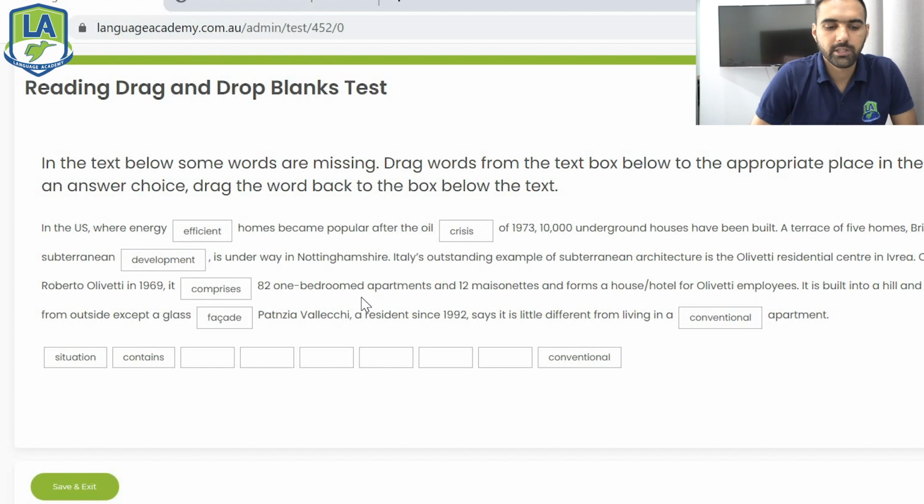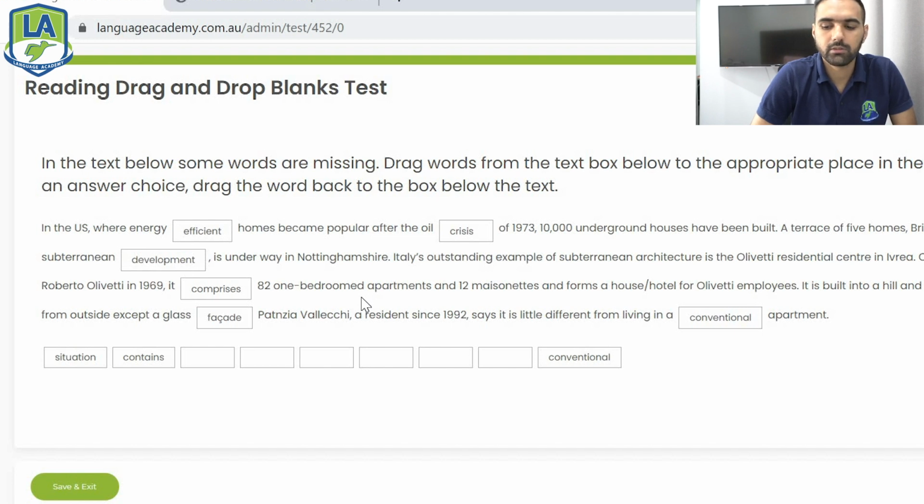Efficient homes, you always say energy efficient homes. You always say oil crisis because efficient homes are becoming popular instead of oil. And why development? Because they're talking about homes and it is underway, so development will be underway. It comprises, why not contains? Because we're talking about house and you'll never contain bedroom, you'll always comprise of bedrooms.